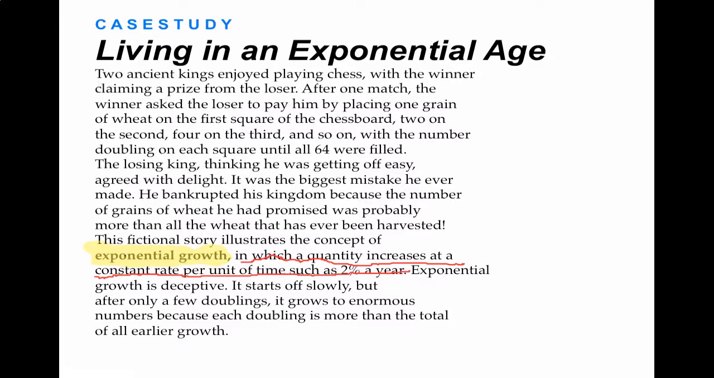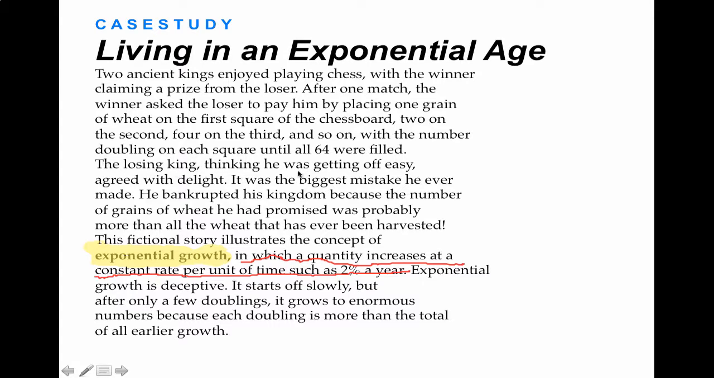Living in an exponential age. Two ancient kings enjoyed playing chess, with the winner claiming a prize from the loser. After one match, the winner asked the loser to pay him by placing 1 grain of wheat on the first square of the chessboard, 2 on the second, 4 on the third, and so on, with the number doubling on each square until all 64 were filled.